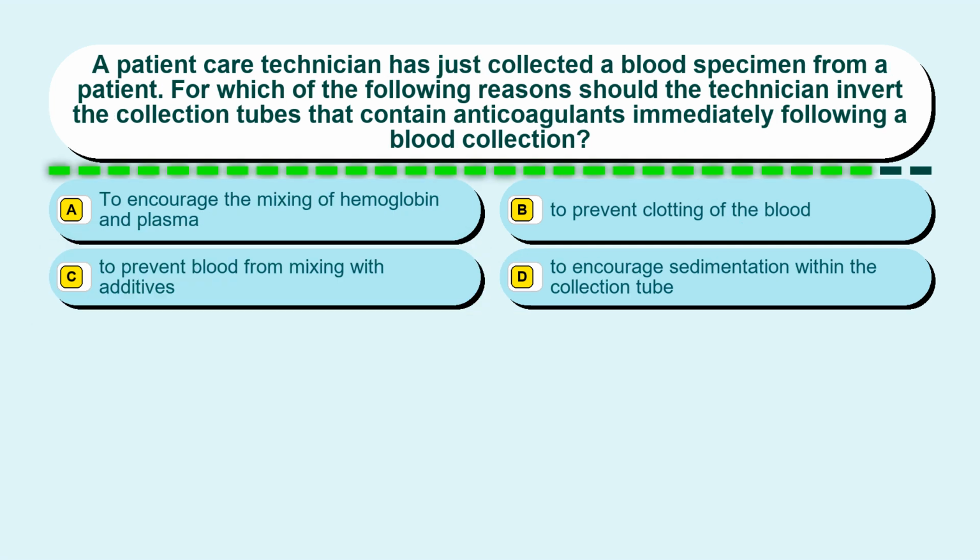Question 17. A patient care technician has just collected a blood specimen from a patient. For which of the following reasons should the technician invert the collection tubes that contain anticoagulants immediately following a blood collection? Option A. To encourage the mixing of hemoglobin and plasma. Option B. To prevent clotting of the blood. Option C. To prevent blood from mixing with additives. Option D. To encourage sedimentation within the collection tube.